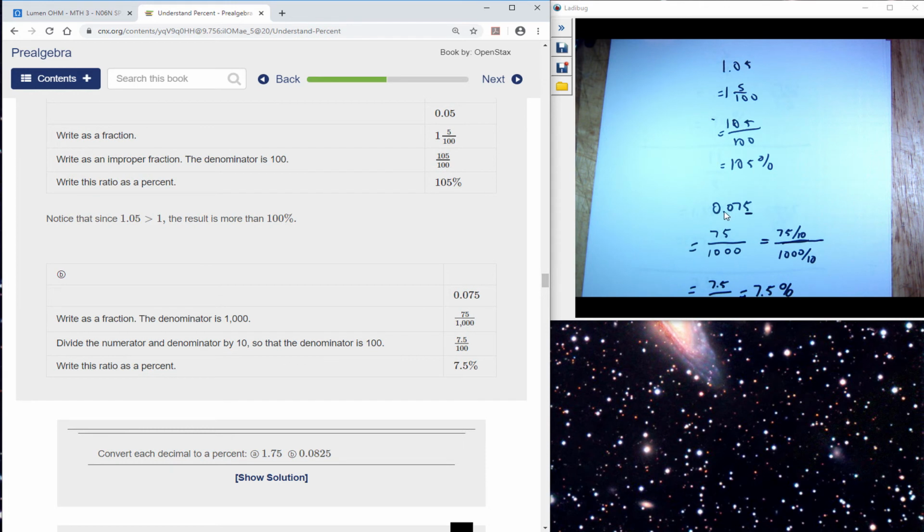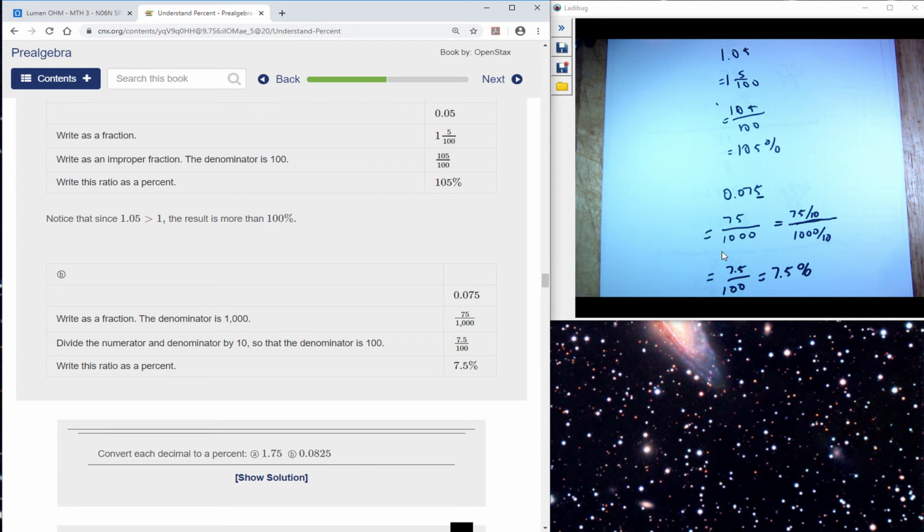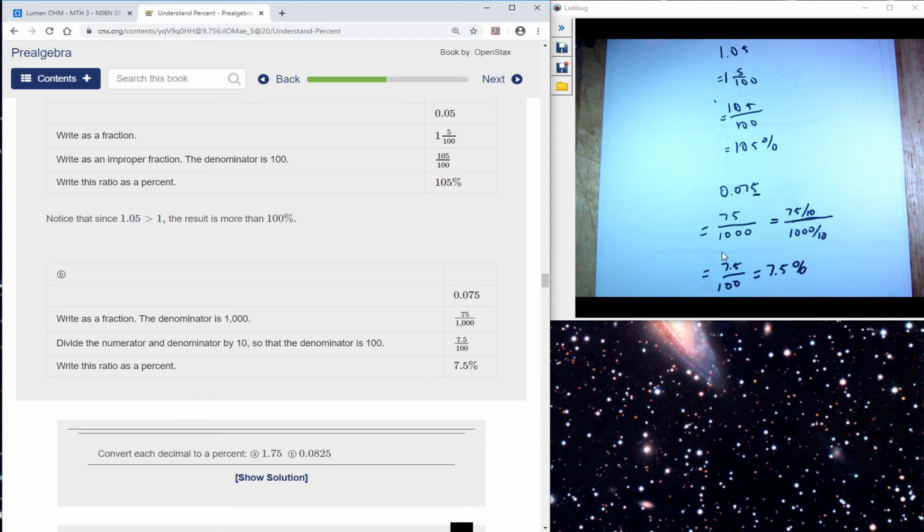Next here I have 0.075. The 5's in the thousands place, so I put it over 1,000. Okay, so I can make this over 100 by dividing both by 10, numerator and denominator by 10. So when I divide both by 10, I end up with 7.5 over 100, which is 7.5%.